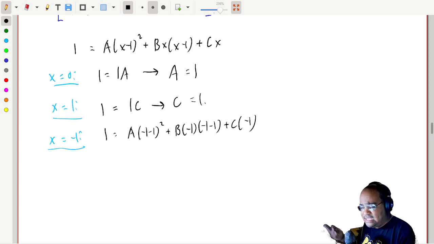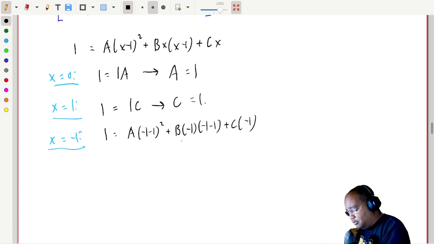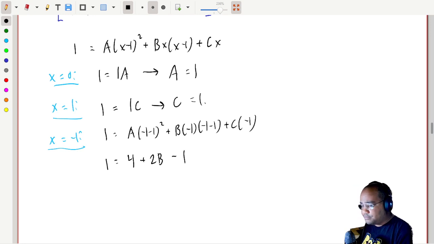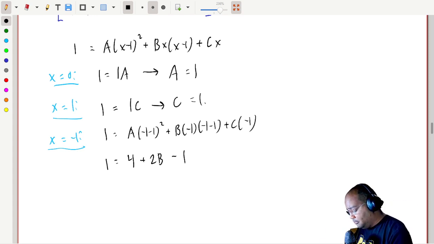Well, I already know a and c. b is the only thing that's unknown that I solve for. So when we tidy this up, negative 1 minus 1 is negative 2 squared, that's 4, and 4 times a is 4. Plus negative 1 minus 1 is negative 2 times another negative 1 is a positive 2, so 2b. And then minus c, well, c is 1, so minus 1. Now we collect our like terms. So 4 minus 1 is 3.